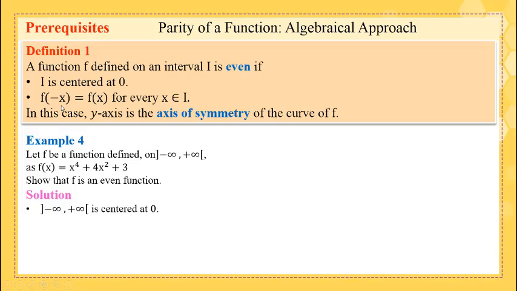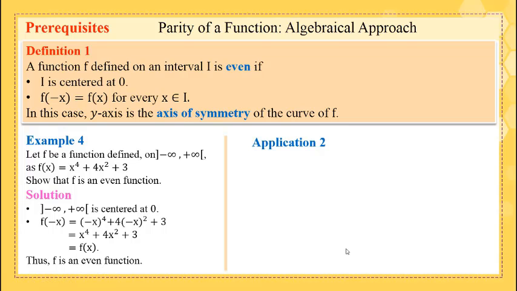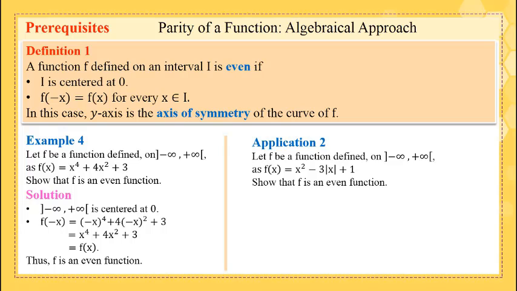Let us start with f of minus x. That is, we must substitute x by minus x to get x power 4 plus 4x squared plus 3, which equals f of x. The two conditions are satisfied, thus f is an even function. Application. Please stop the video, then solve this application.